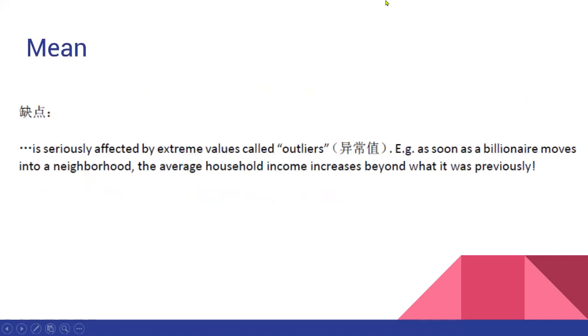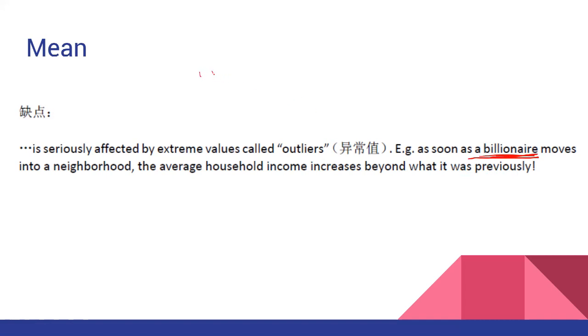Okay. So next, we're going to introduce the concept of median. The reason is that there is a disadvantage of only using mean, right? The disadvantage is that the mean can be seriously affected by extreme values called outliers. For example, as soon as a billionaire moves into a neighborhood, the average household income increases beyond what it was previously. So a billionaire is an outlier, right?